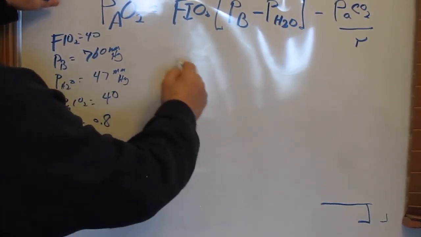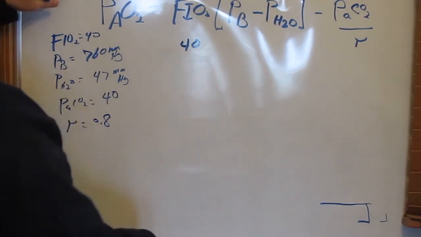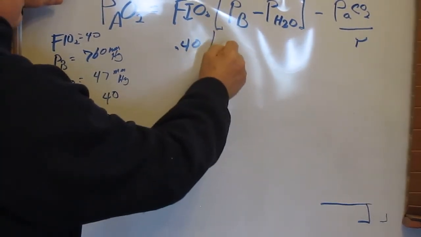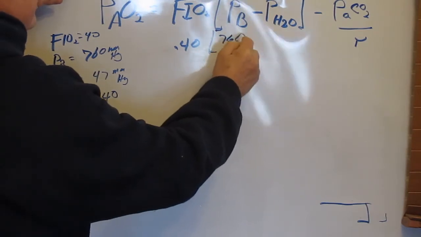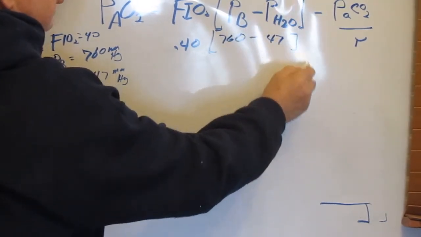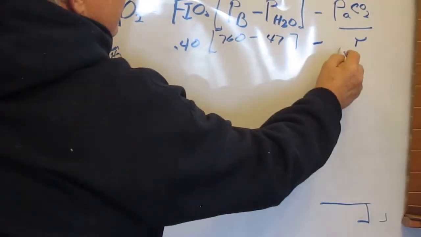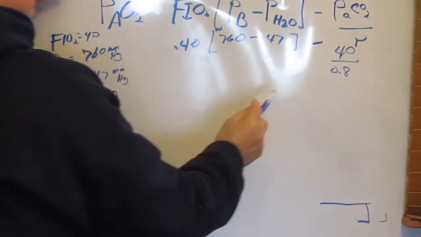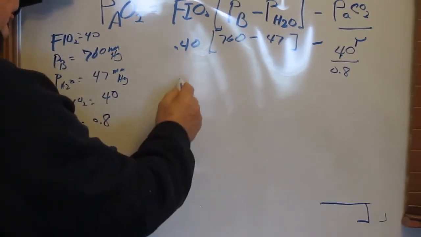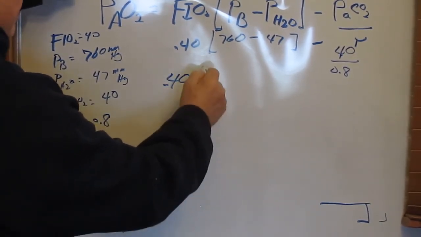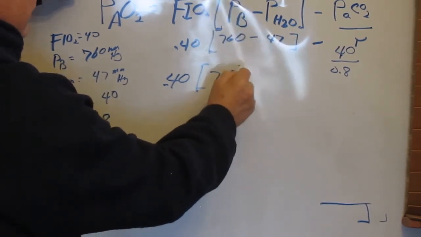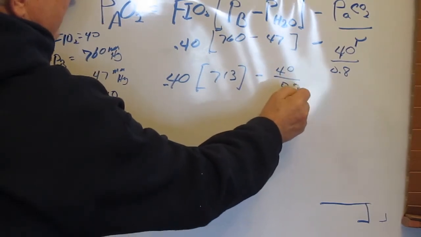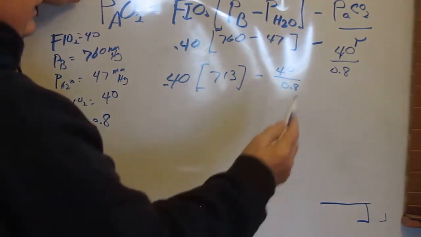So here we have a patient who is on 40%. 40% would be a decimal, 0.4, times the parentheses 760 minus 47, subtract 40 divided by 0.8. So now we have 0.40 times 713, subtract 40 divided by 0.8. 40 divided by 0.8 is 50.